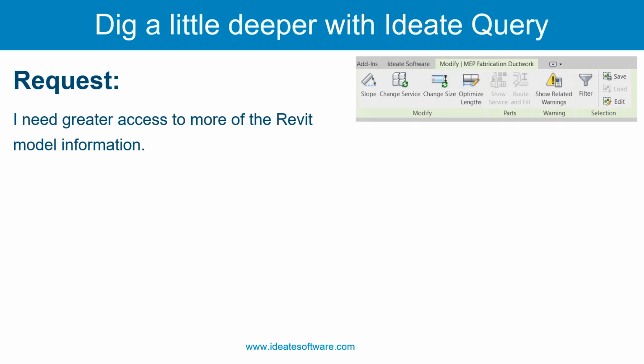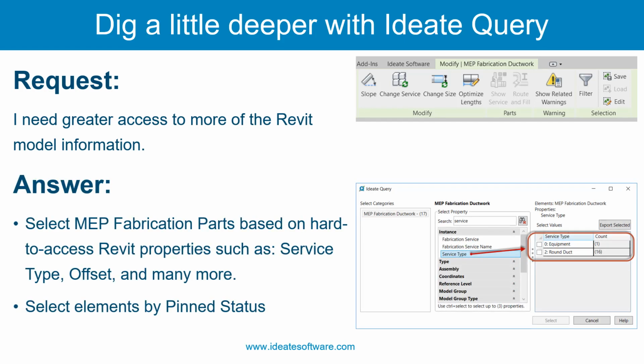You've requested greater access to more of the Revit information, including MEP fabrication parts. Using Ideate Query, you can select MEP fabrication parts based on hard-to-access Revit properties such as service type, offset, installation specification, created by, last updated by, space name or number, assembly name, and more. You can also use Ideate Query to select elements based on their pin status.